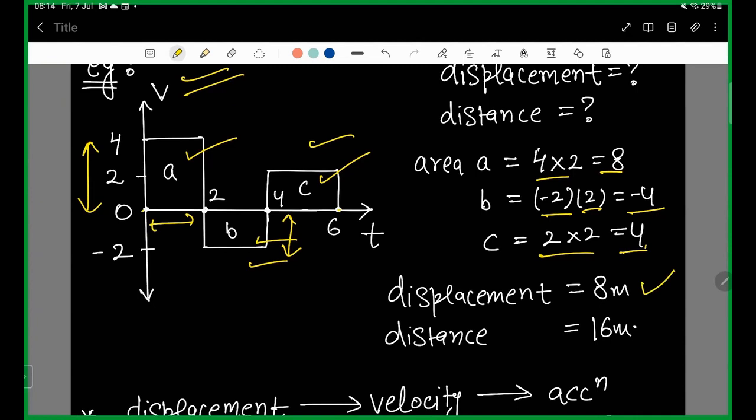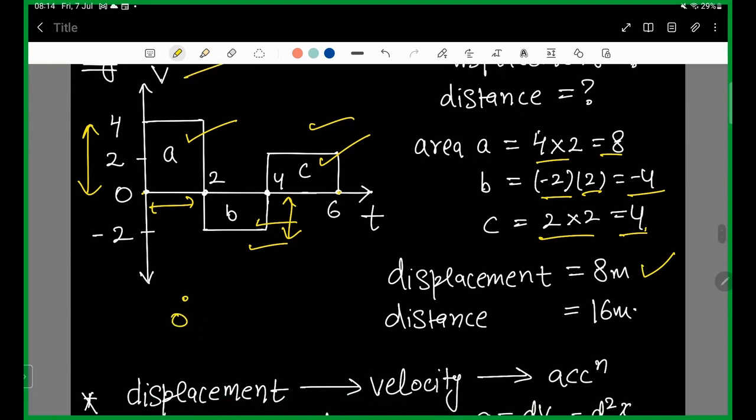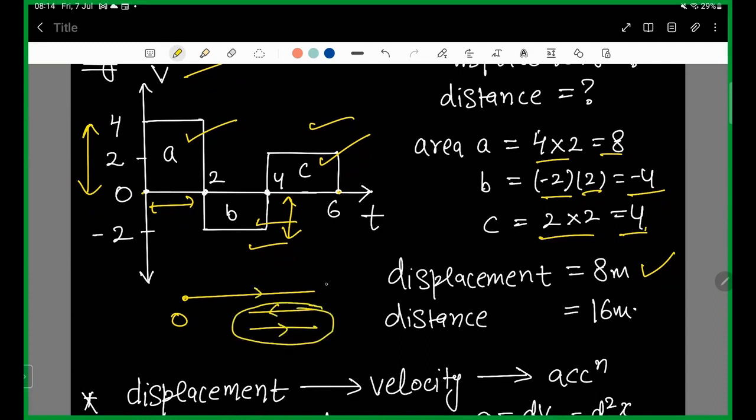Let's say you start your motion from 0, then you move 8 meters above, then 4 meters back, and then again 4 meters above. So ultimately, these two will cancel out. The ultimate displacement will be 8. So you are finally at this position. You first reach 8, then you come back 4, and then you again go in front 4. So you're finally here, and this distance is 8. So your total displacement is 8.